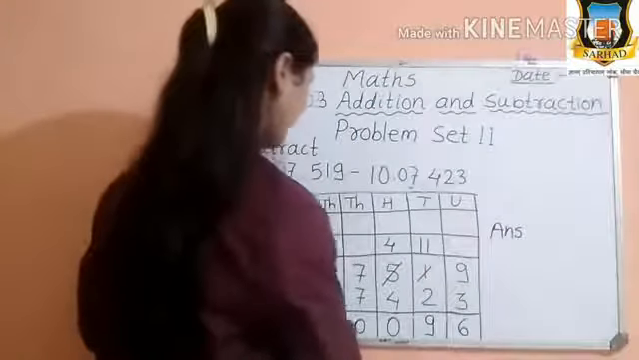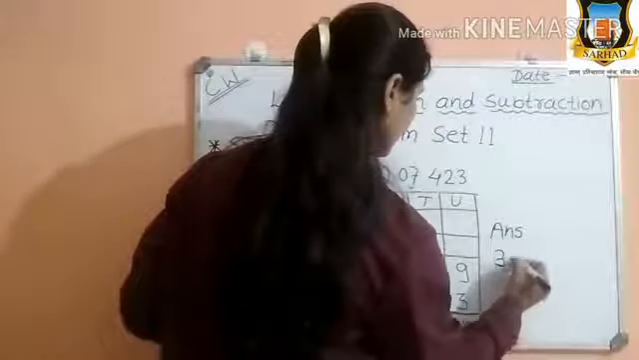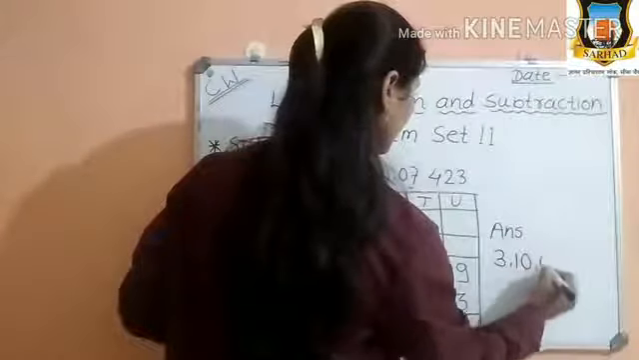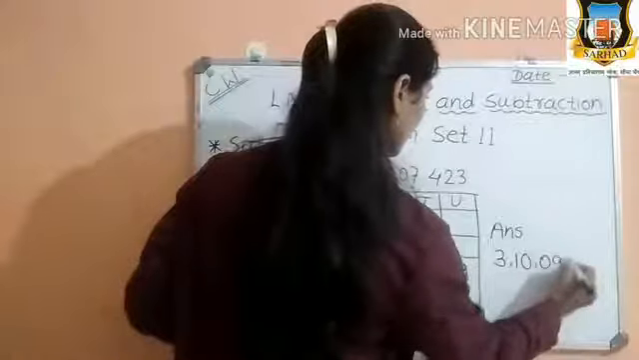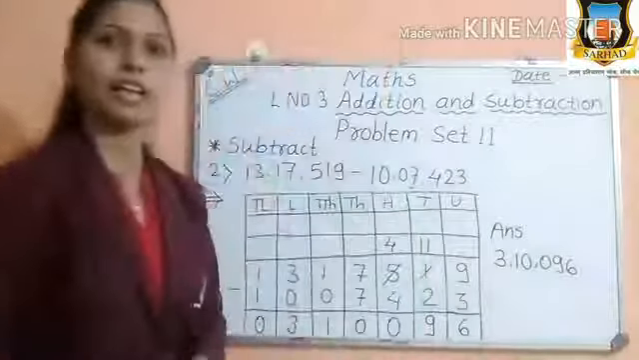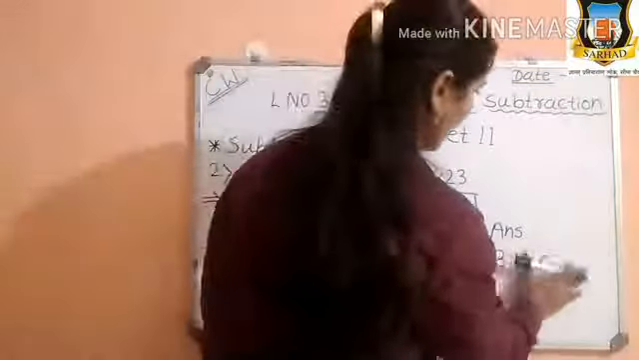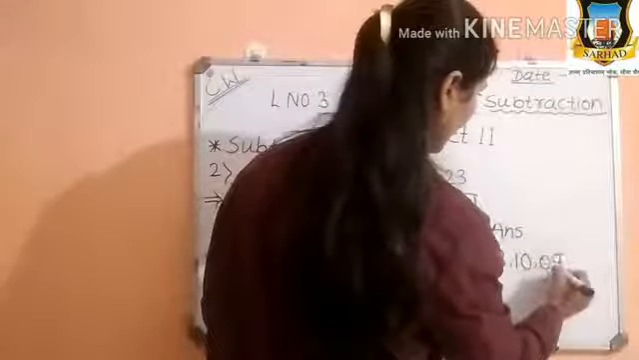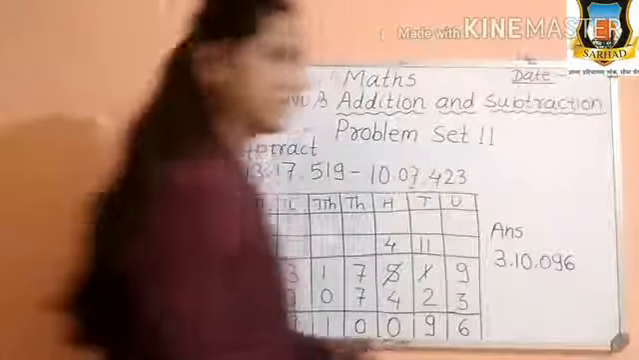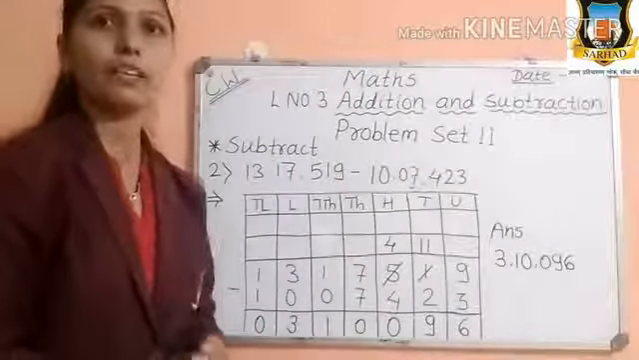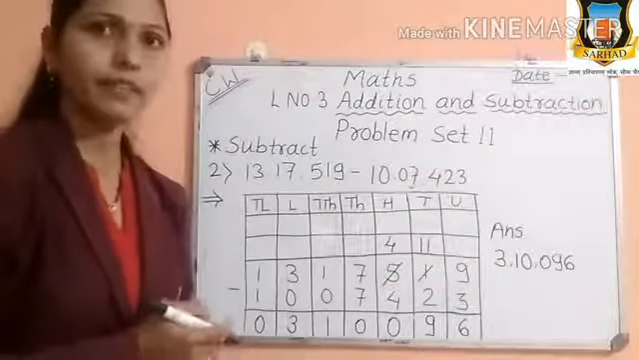So, what will be the answer here? See, 3,10,096. This is the answer. 3,10,096. Okay? Like this, you have to write the answer.